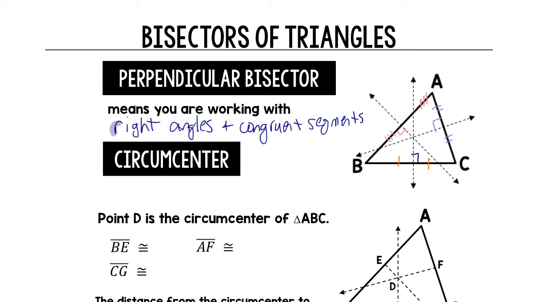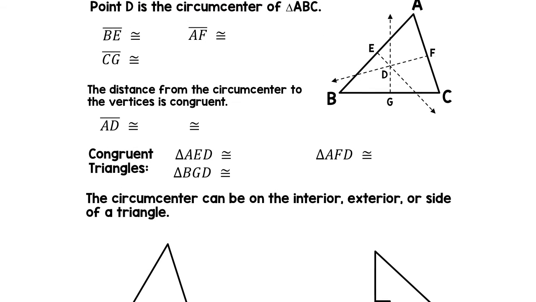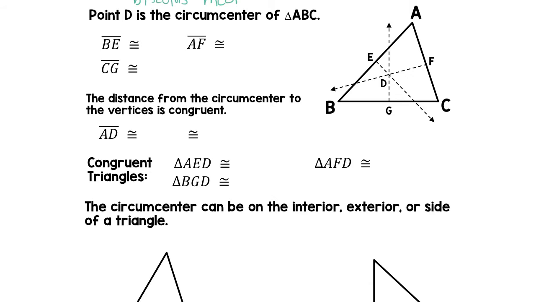A word you're going to want to know: circumcenter is where the perpendicular bisectors meet. So this point right here is the circumcenter, where all of those perpendicular bisectors meet. We know point D is the circumcenter of ABC.